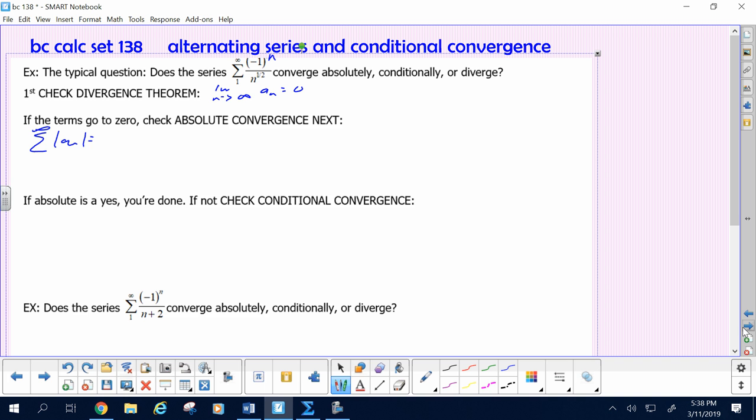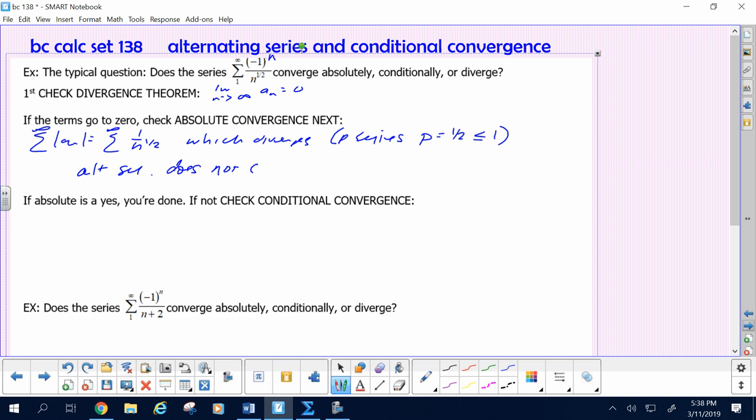If I took the absolute value of the series, it becomes 1 over n to the half, which diverges. P series, p equals 1/2, less than or equal to 1. Right? So it does not converge absolutely. The alternating series does not converge absolutely. That's one possibility down. Now let's talk about conditional, which is today's new stuff.